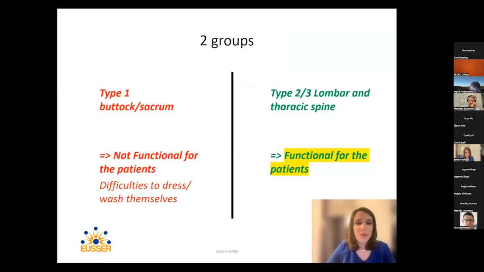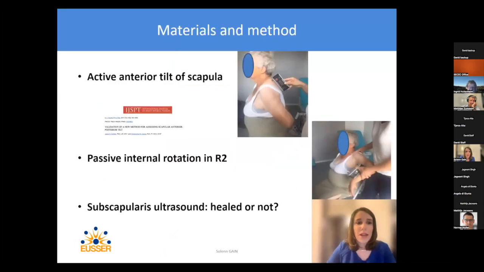We divided the patients in 2 groups. Type 1, buttock sacrum, this is not functional for the patient. And type 2 and 3, lumbar and thoracic spine, this is functional for the patients. We assessed active anterior tilt of scapula with a digital inclinometer. We assessed passive internal rotation in position 2 with a digital inclinometer too. And there was ultrasound for the subscapularis to know if it's healed or not.